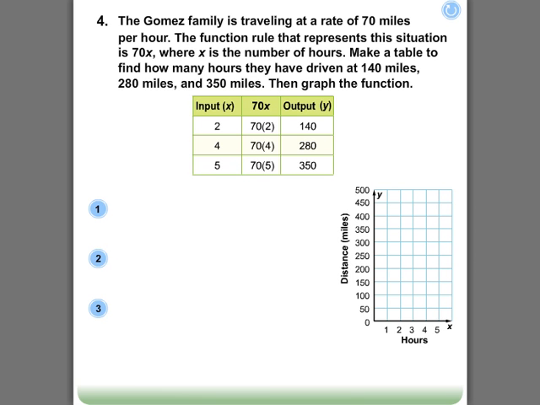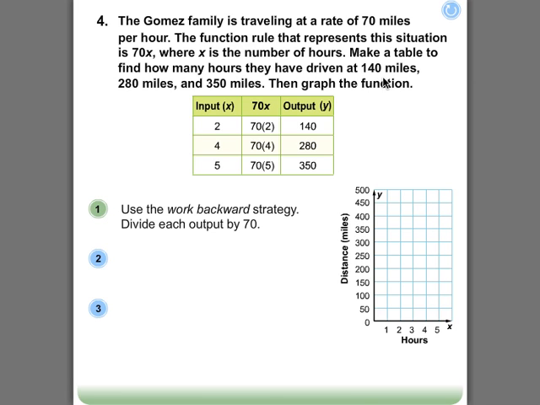Let's see here. The Gomez family is traveling at a rate of 70 miles an hour. The function rule that represents this situation is 70x, where x is the number of hours. Make a table to find how many hours they have driven at 140 miles, 280 miles, and 350 miles. Then graph the function. Okay, so this is a part where our input is x. Remember the x-axis here, and our output is y and goes on the y-axis. So our coordinates are 2 and 140, okay?